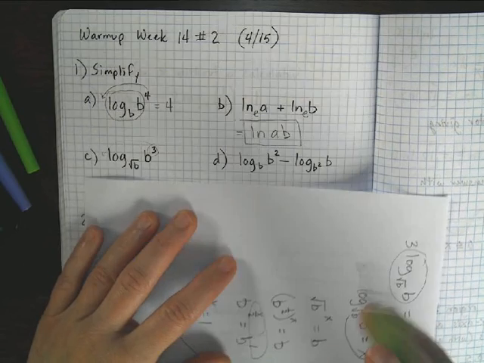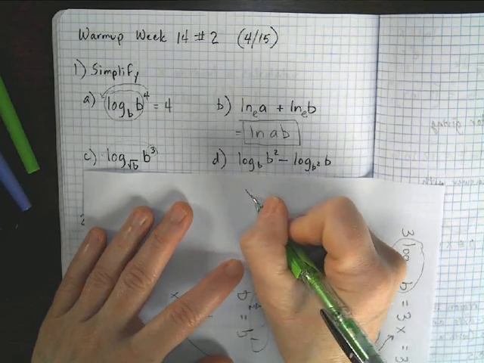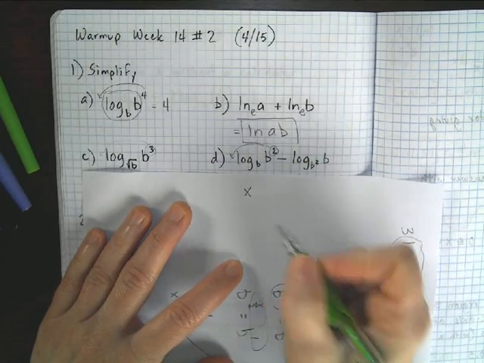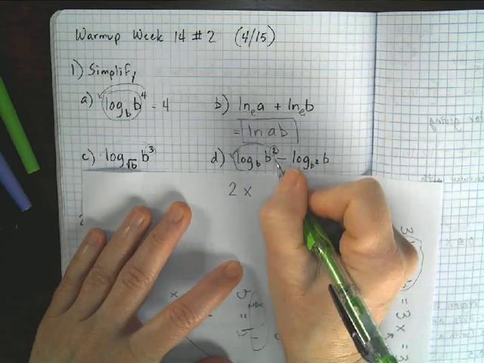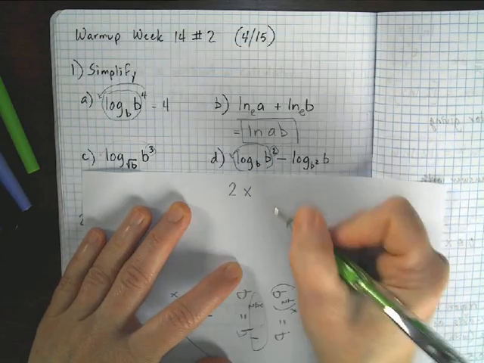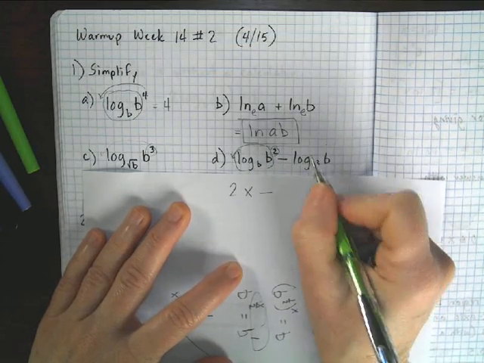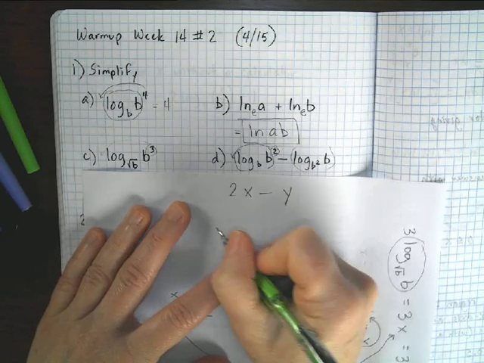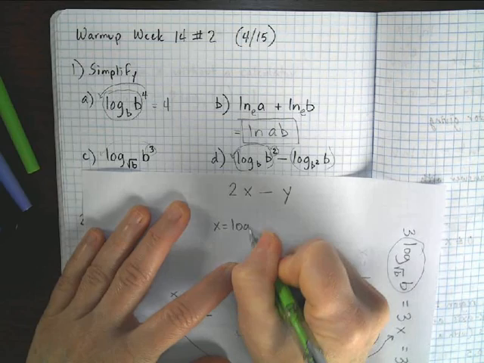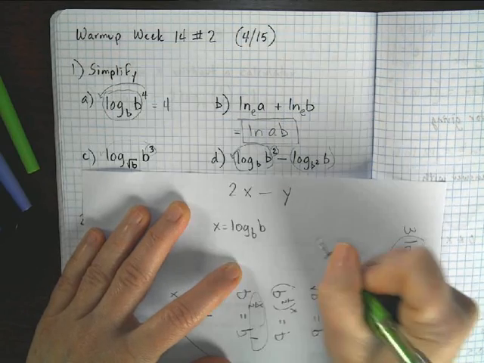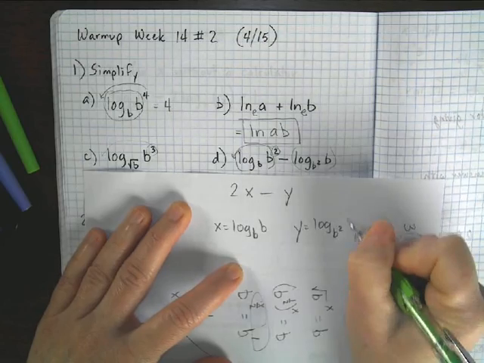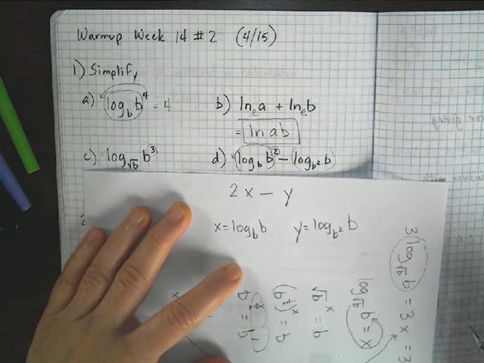So I'm going to change this to x. Well, I'm going to first of all bring my 2 down. Okay, so I'm going to have 2, and then I'm going to call log base b of b, I'm going to call that x. And then this one, I'm going to see if I can simplify that. I'm going to call that y. Okay, so my x is equal to log base b of b, and my y is equal to log base b squared of b.